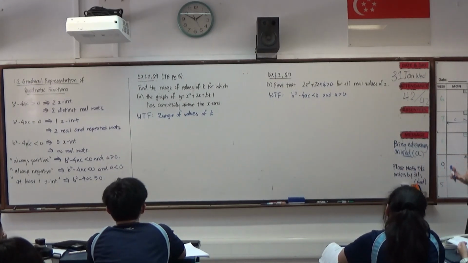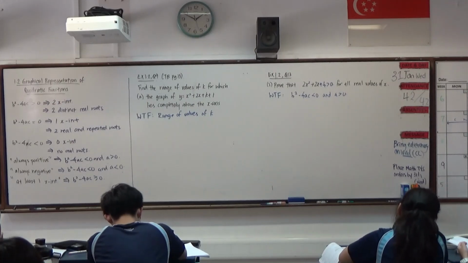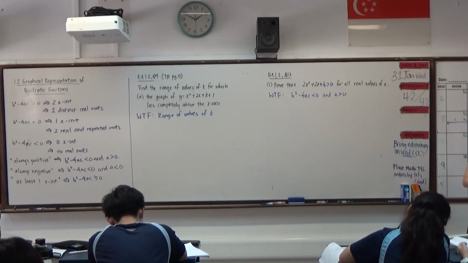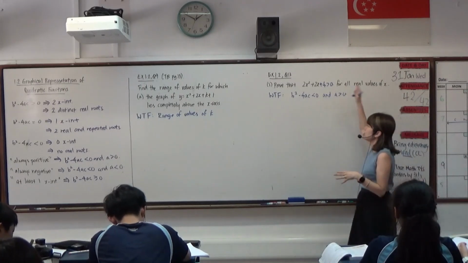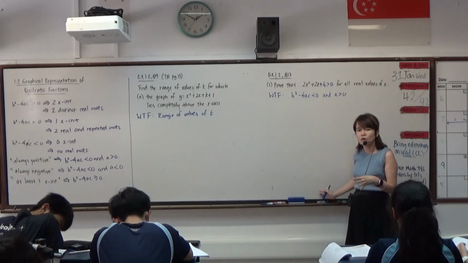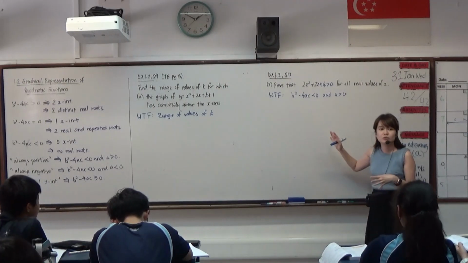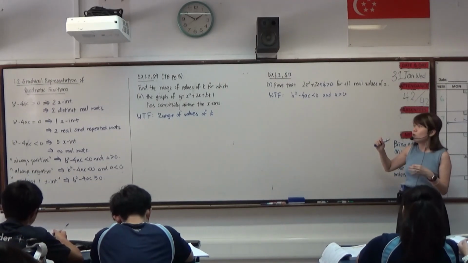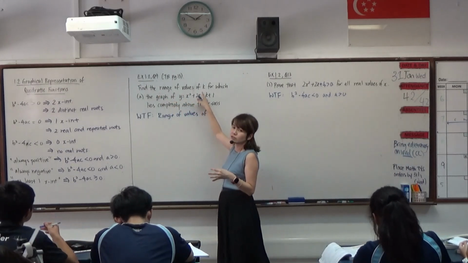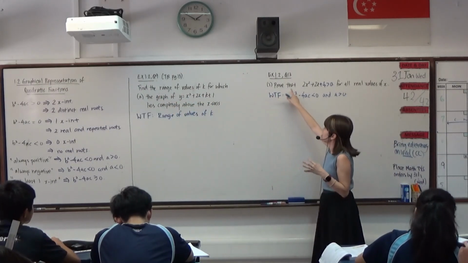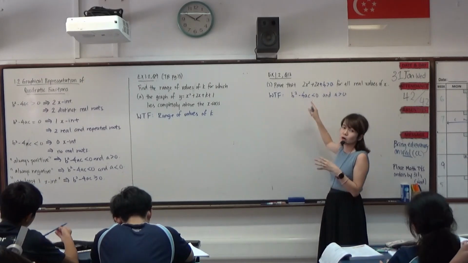Why do I want to emphasize this difference? Because very often, as you practice more, you get so fixated on the way of doing that you ignore the question itself and then you do things on your own, not knowing what you're supposed to do. So we must have clarity over what we're supposed to do. This one is to ask you to find the range of values, whereas here you're supposed to prove that this is positive.